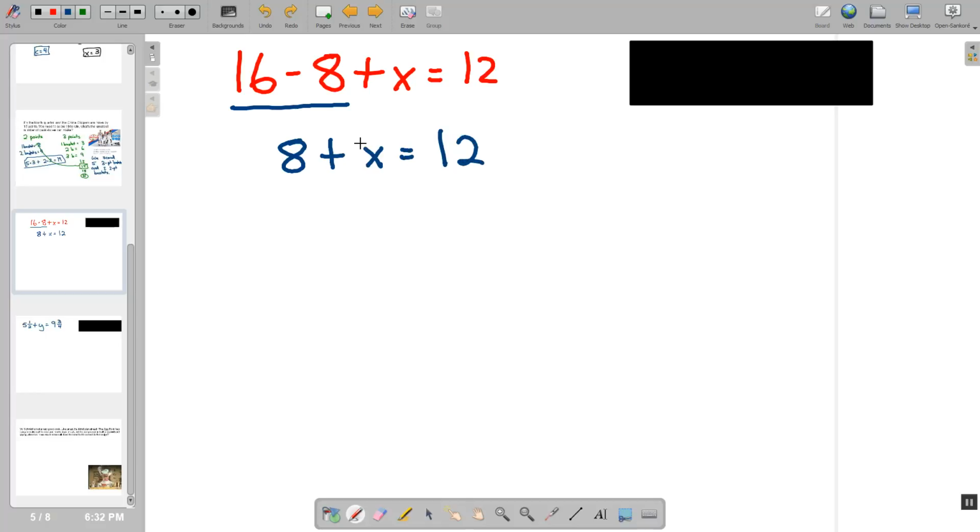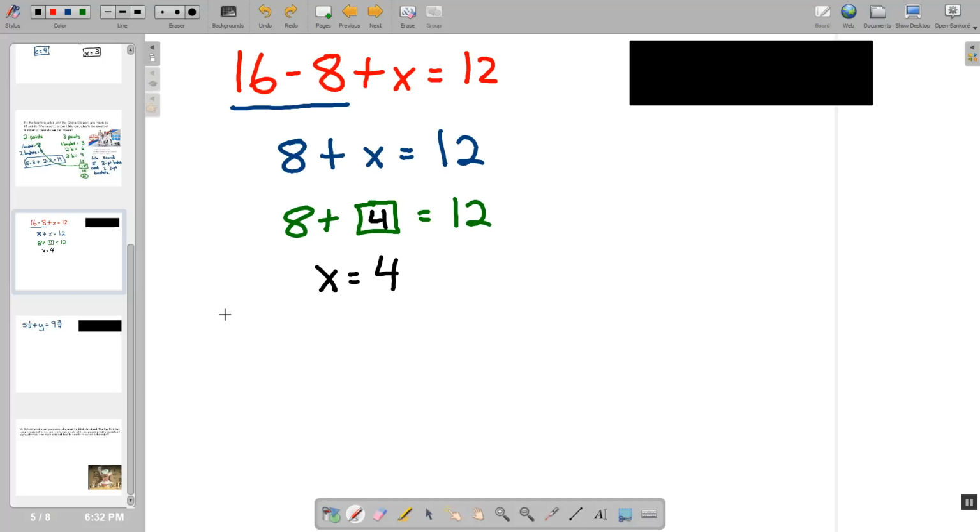So I get 8 plus x is equal to 12. Now immediately we know what we're looking for. We need that number x. So I'm going to do 8 plus something is equal to 12. That something, I'm hoping you notice, is 4. Therefore, x is equal to 4.